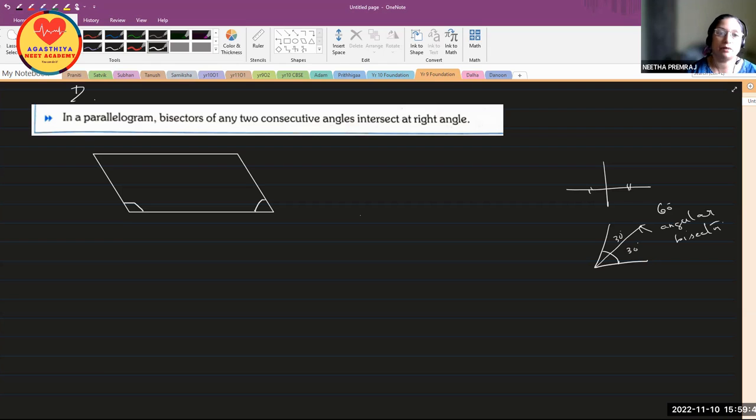Okay, guys. What I do, I draw a line which bisects this angle. Similarly, I draw another line which bisects this angle.